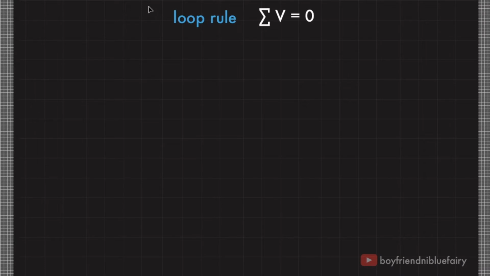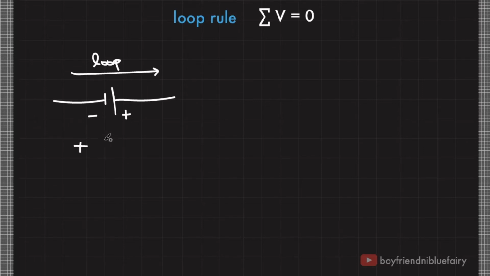The second rule, called the loop rule, states that the algebraic sum of the potential rises and potential drops in any loop is equal to 0. This loop rule is a consequence of conservation of energy. So first of all, let's observe some sign conventions. If you have a battery or an EMF source, this is the positive terminal and the negative terminal. When your loop enters the EMF source from the negative terminal and comes out from the positive terminal, you gain a positive potential difference or potential rise.